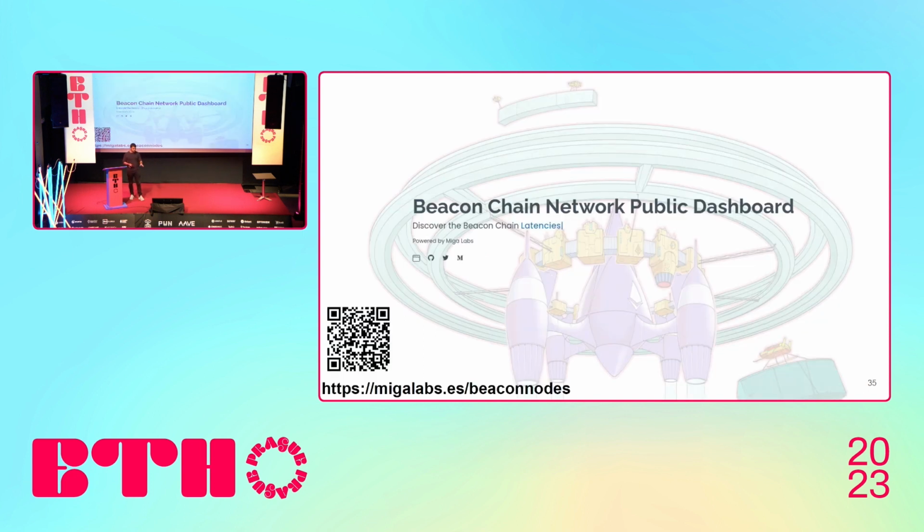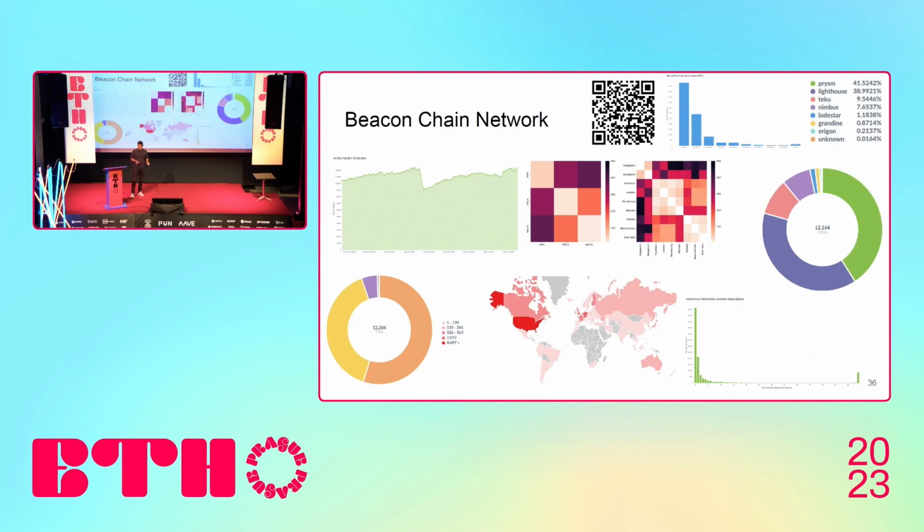All this data we have gathered using our crawler. This is a dashboard that we have developed at MigaLabs. If you're interested, you can look at the QR code. I'm not going to have the time to present all the details here, but just to go very briefly, we have a bunch of data in the dashboard. We have the number of nodes. We know that there are around 10,000 nodes in the network. We know that the distribution is about 40% Prysm, 40% Lighthouse, then 9% Teku and Nimbus, and then the others, Lodestar, Grandine, etc.